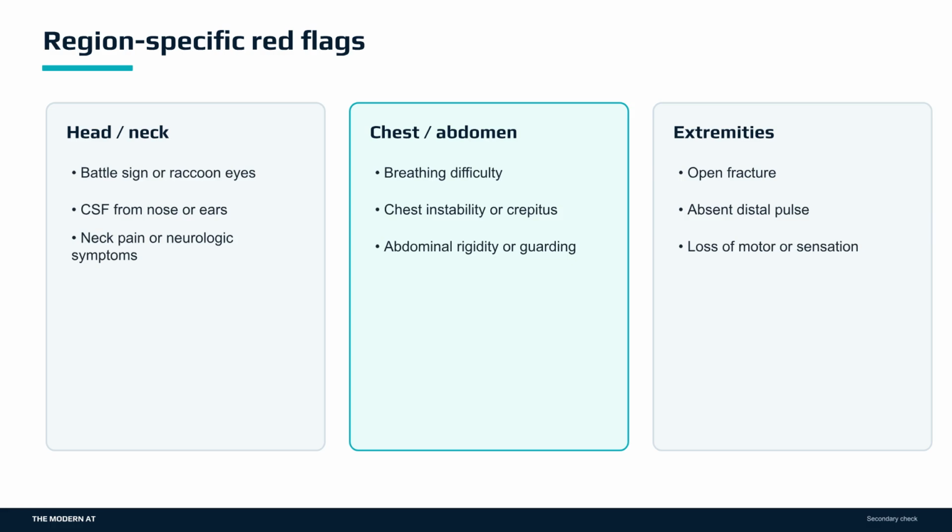For the head and neck, look for Battle sign, CSF from the nose or ears, and neck pain or neurological symptoms. For the chest and abdomen, look for breathing difficulty, chest instability, crepitus, or abdominal rigidity. In the extremities, watch for open fractures, absent distal pulse, or loss of motor or sensation.